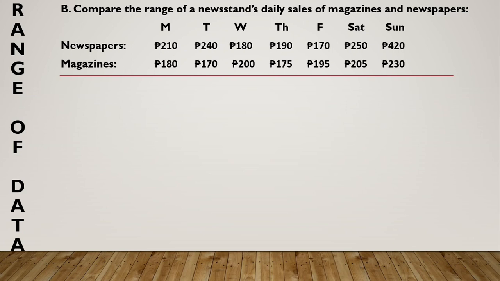Another example, compare the range of a newsstand's daily sales of magazines and newspapers. So, as you can see from the table given, meron po tayong isang week na daily sales ng magazine and newspapers. Okay, kukunin daw po natin yung range para po mapag-compare po natin. So, kung kanina, naka-arrange na po from lowest to highest yung atin pong data, sa example po na ito, hindi po siya naka-arrange. So, kailangan natin i-arrange muna bago natin kunin yung range.